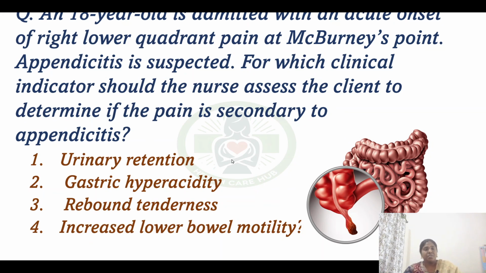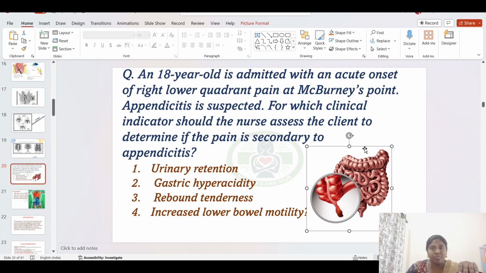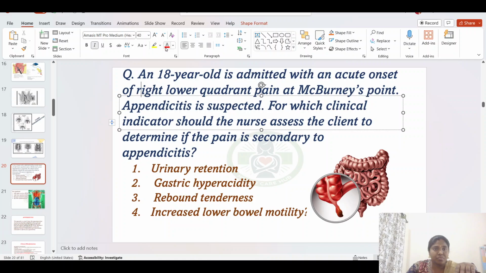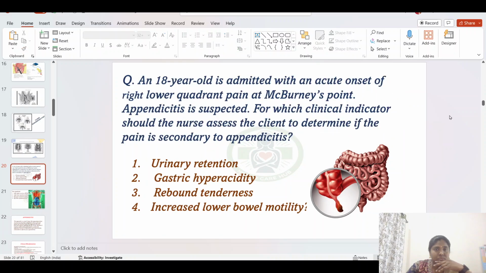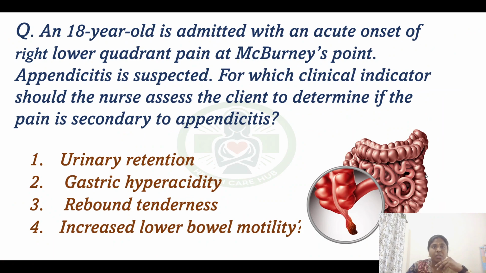Next we will see the question. So the next question is, an 18-year-old is admitted with an acute onset of right lower quadrant pain at McBurney's point. So appendicitis is suspected. Here we are suspecting appendicitis in the patient. For which clinical indicator should the nurse assess the client to determine if the pain is secondary to appendicitis?